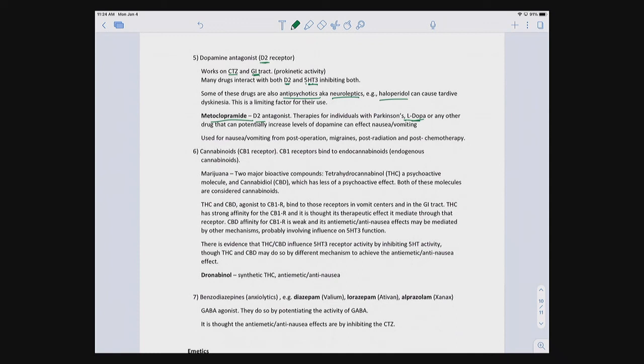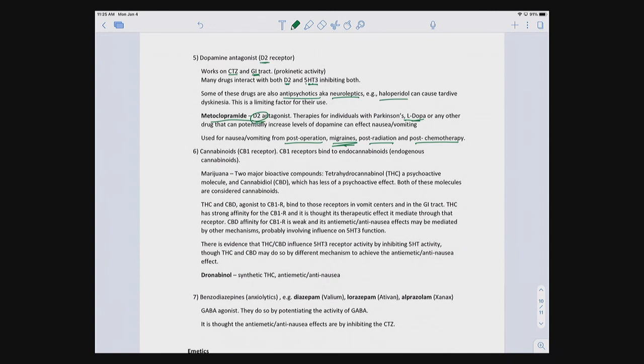So this class of drugs has been particularly helpful in binding to the D2 receptor and kind of pushing back on that nausea and vomiting result of taking levodopa. And many people find that very effective. Also, this class of drug seems to be effective for nausea and vomiting post-operation. Seems to be fairly effective with people who have nausea and vomiting associated with migraines. And of course, post-radiation and post-chemotherapy.